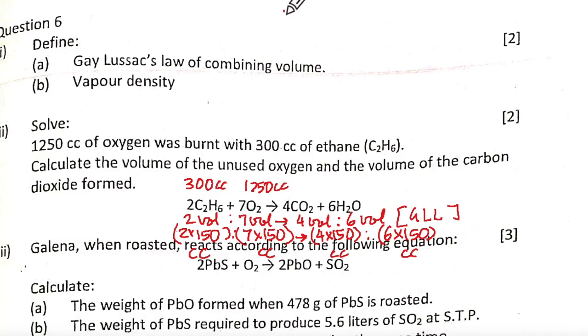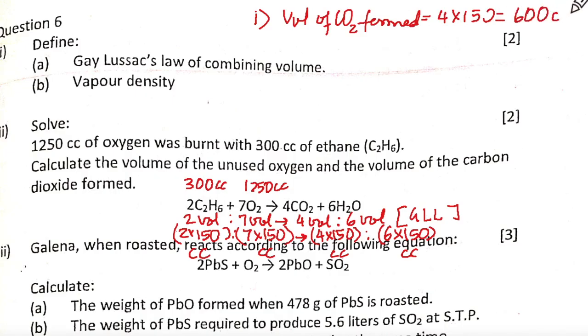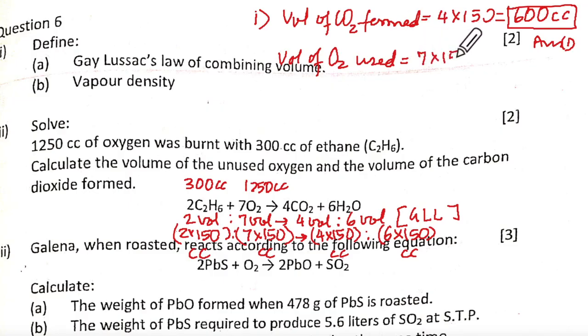Now, volume of CO2. First part, we'll say volume of CO2 formed will be equal to 4 into 150, which is how much? 600 cc. That is our answer 1. And then volume of O2 used is 7 into 150. Ma'am, unused, ma'am.